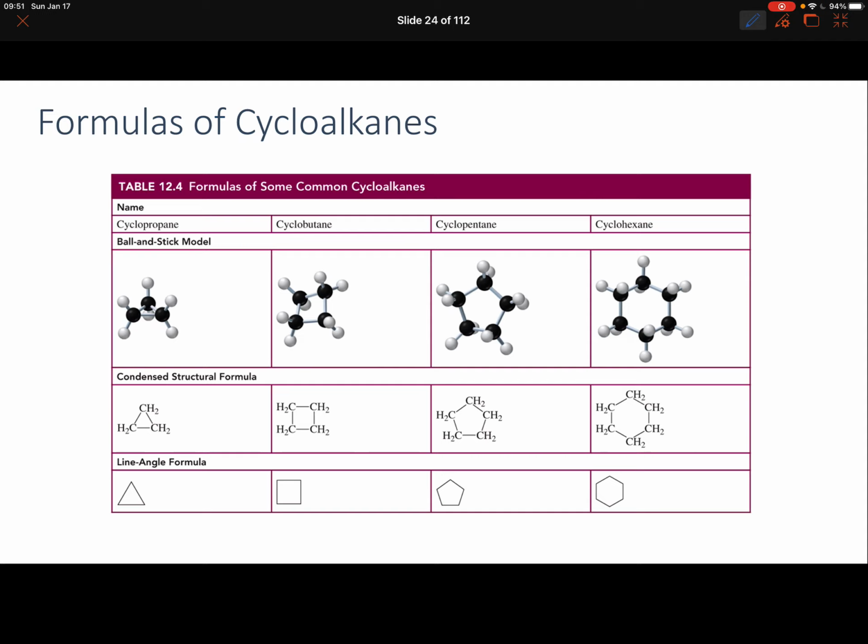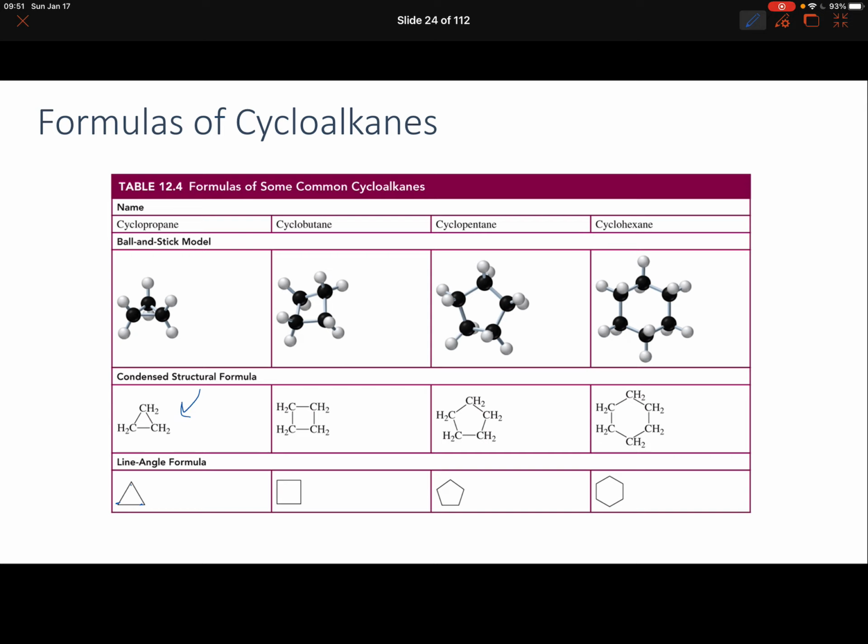Condensed structural formulas look just like they were in the open chain forms, but now they're just closed. You can see that we try to draw them symmetrically. The line angle formulas are nice too. Every corner is a CH2. That's the way it goes.